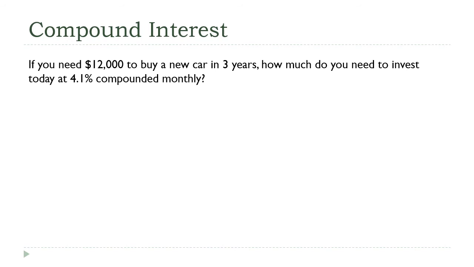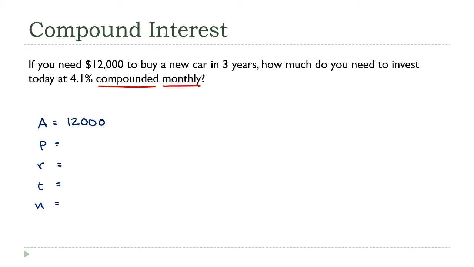Okay, let's put another one here. And let's work it out. We're told compounded monthly, so I'm thinking this is a compound interest situation. So let's go to our parts: A, P, R, T, and N. Now here you see things are a little different. If you need $12,000, that's the future value. That's A. So I know I want to end up with $12,000.